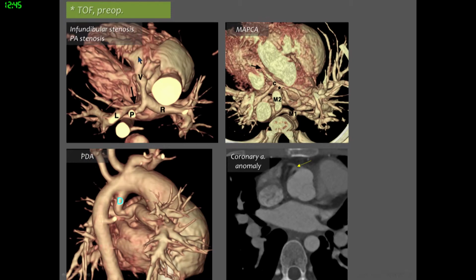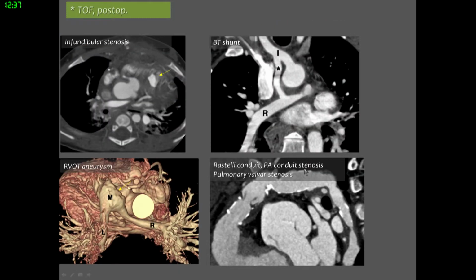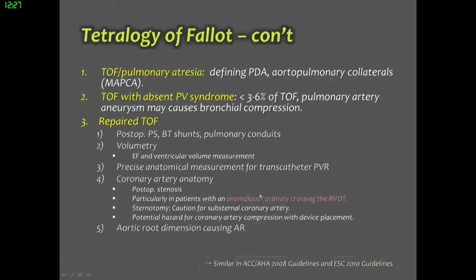Preoperatively, CT can assess infundibular stenosis, main and branch pulmonary artery stenosis, MAPCA, PDA, and coronary artery anomaly. Postoperatively, CT can evaluate residual or recurrent infundibular stenosis, BT shunt patency, RVOT aneurysm, and conduit stenosis.